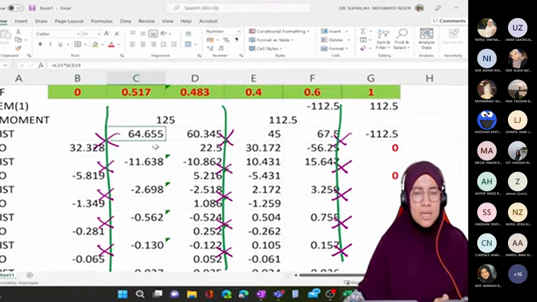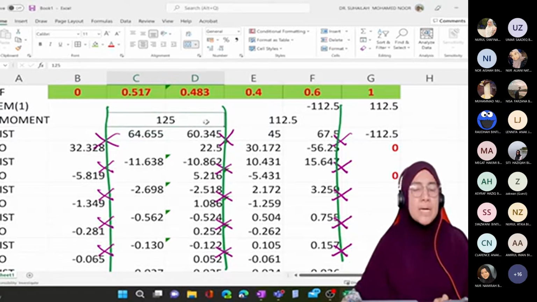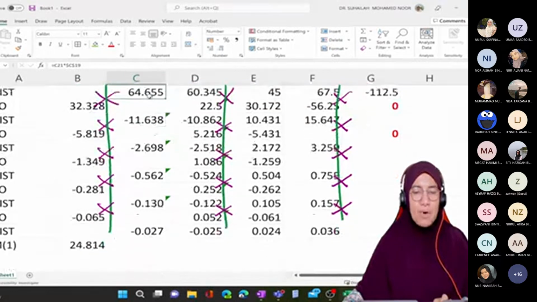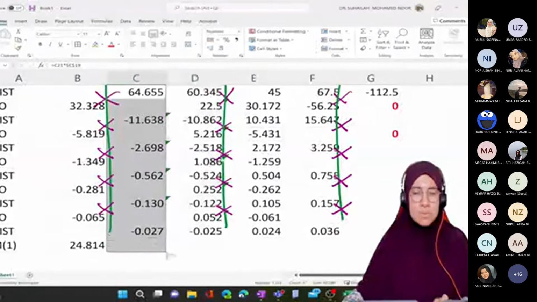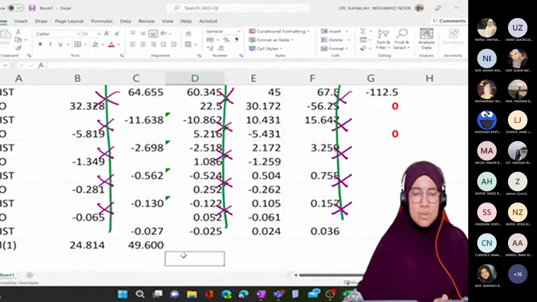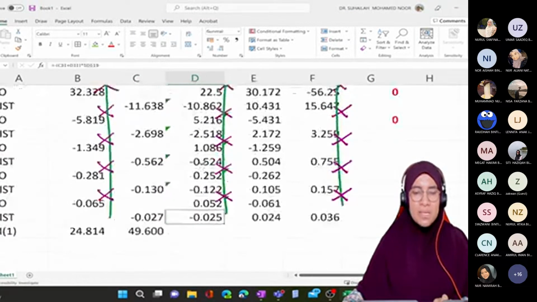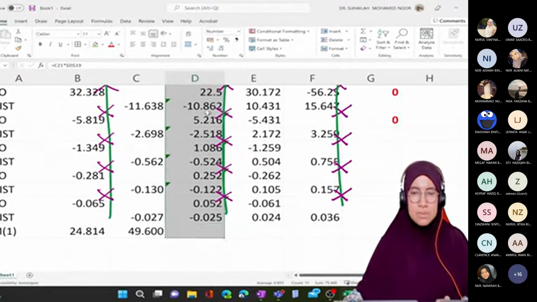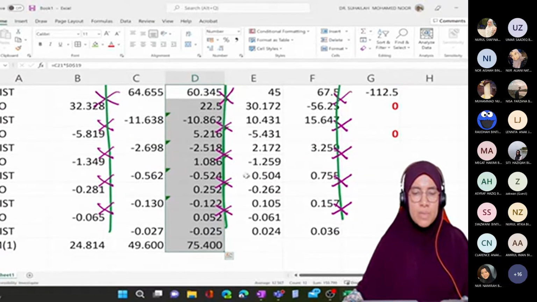Okay, this one starts from, because this joint moment we do not add. We do not add. So we start with 64. We get 49.6. Total moment is 75.4.